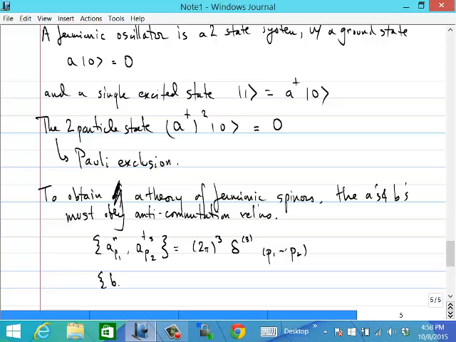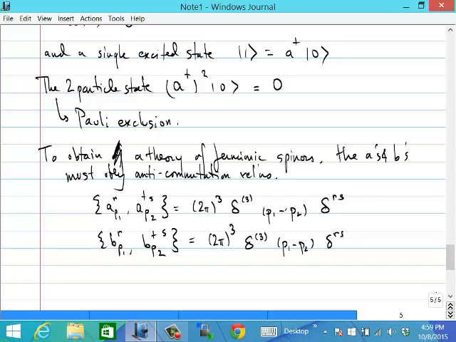The b's, and with a delta rs, because those two spin states were linearly independent, the b's must also obey an anti-commutation relation with the usual conventional factors of 2 pi. And unlike the case of the scalar field where all of the other commutators vanish, in this case, all of the other anti-commutators must vanish.